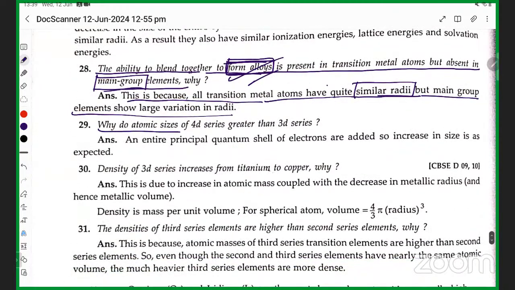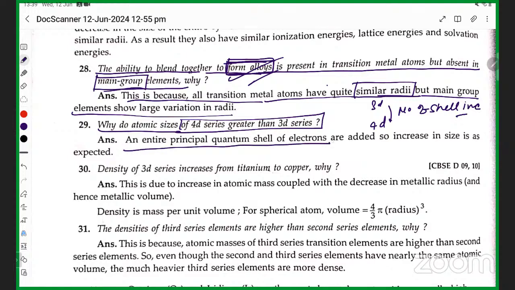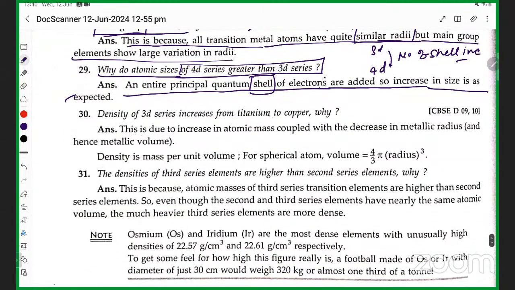Why is the atomic size of the 4d series greater than the 3d series? From 3d to 4d, they are increasing. Why? The number of shells increases, and there is no lanthanoid or actinoid contraction. An entire principal quantum number shell of electrons is added. A new shell is added, so the size increase is expected. So from 3d to 4d, there is no problem. Down the group, it will increase.